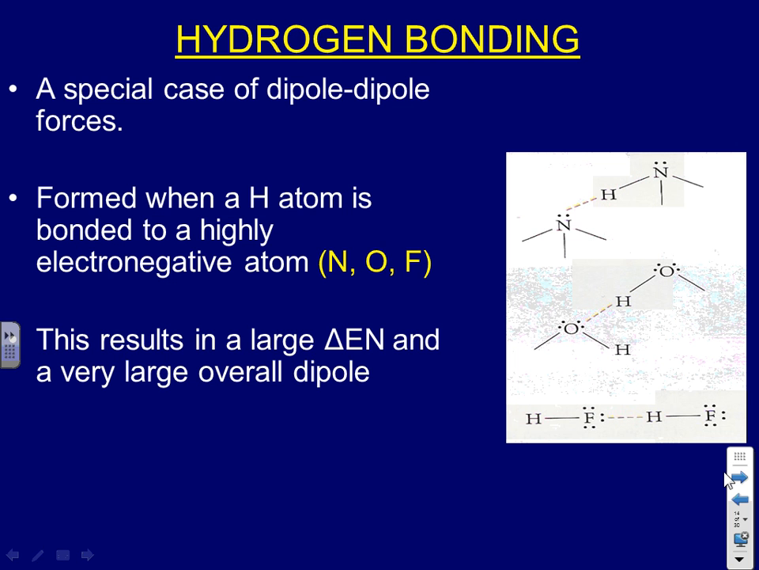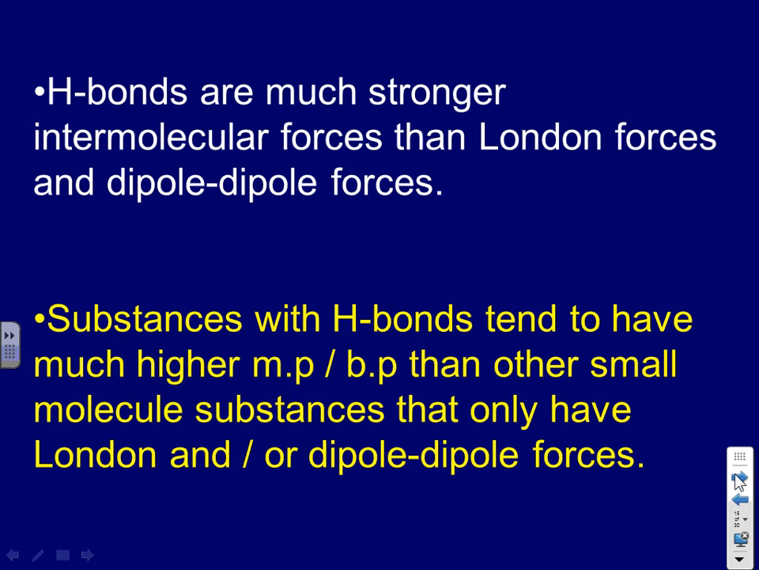They all have London forces because they'll all have electrons. So when you're filling in that box on types, always put London first. Then look to see if there's a dipole, or if we've got nitrogen bonded to hydrogen, or oxygen bonded to hydrogen, or fluorine bonded to hydrogen, then you can say H bonding. All right?